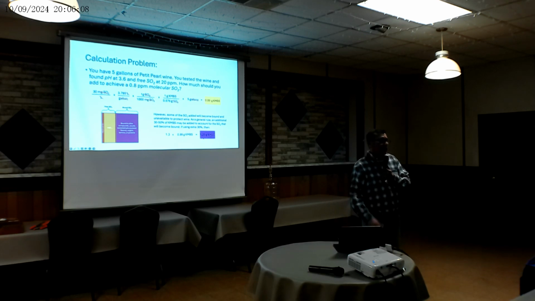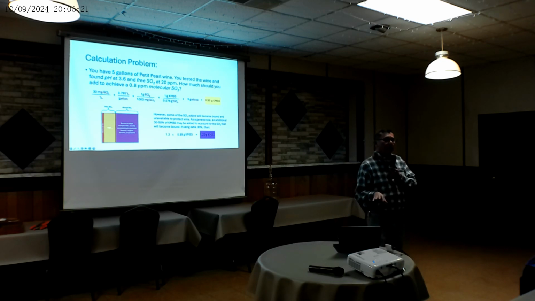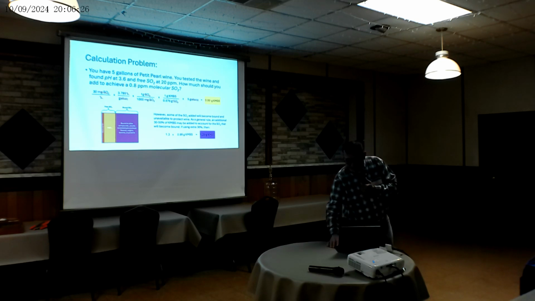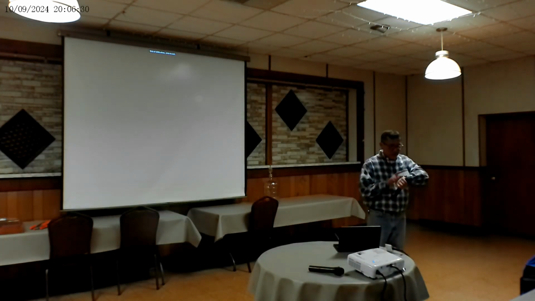So in this case, I'm going to add 1.29 grams of potassium metabisulfite. And that's what I do. Again, that's because there is this bound portion where these molecules are not available to protect your wine. Okay. All right. I think that's it.